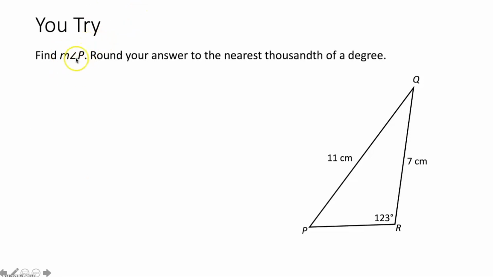We're trying to find a missing angle measure in a triangle, meaning we need to figure out, are we going to use a trig ratio? Are we going to use the law of sines or law of cosines to help us find this missing angle measure? Well, we look at our figure and we see that our biggest angle measure is 123 degrees, meaning that this is a non-right triangle, so we can't use a trig ratio. So it's either going to be law of sines or law of cosines.